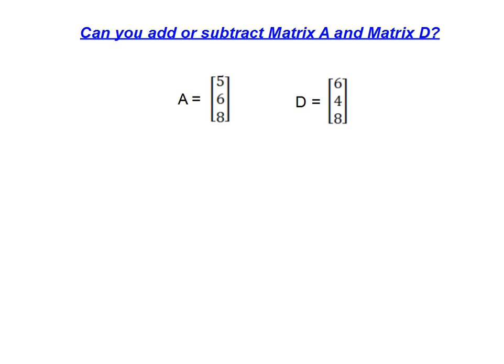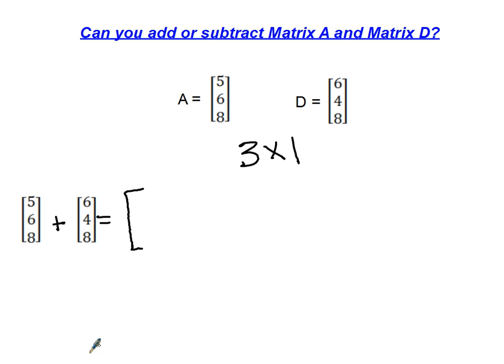If we look at matrix A and matrix D, however, they do have the same dimensions. They are each 3 by 1 matrices, with 3 rows and only 1 column. Therefore, we can add and subtract these elements. If I bring down matrix A and matrix D, and I want to show their addition, I'm going to identify corresponding elements inside of our matrices.